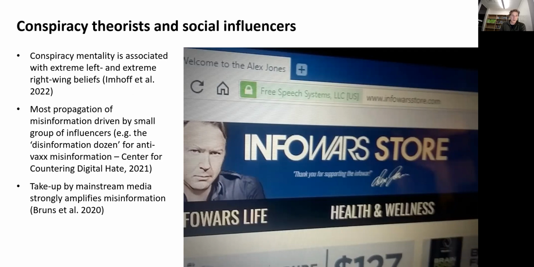Another phenomenon that we see is that when misinformation is taken up by the mainstream media, and this is particularly relevant to you as advanced journalism students, this can strongly amplify misinformation as well. And a study here by Axel Bruns and colleagues at the Queensland University of Technology looked at how the 5G COVID-19 conspiracy narratives started to take off in 2020. And it was when they were taken up, first of all, by particularly strong social media influencers, and then by mainstream media, that the reach of the misinformation increased exponentially.